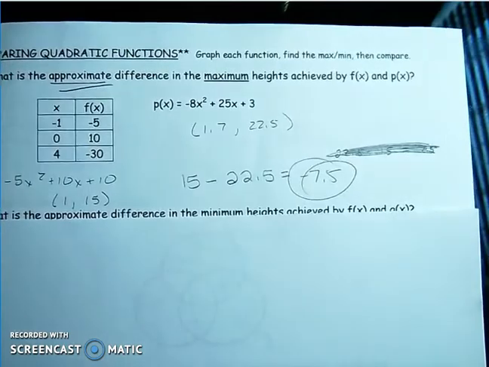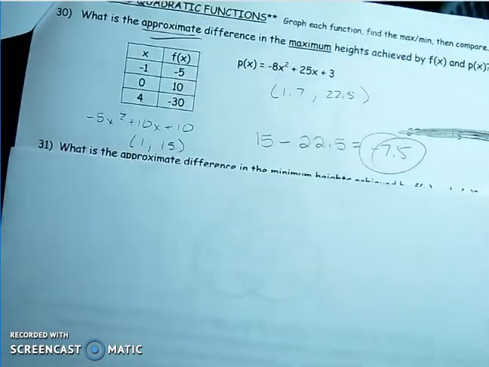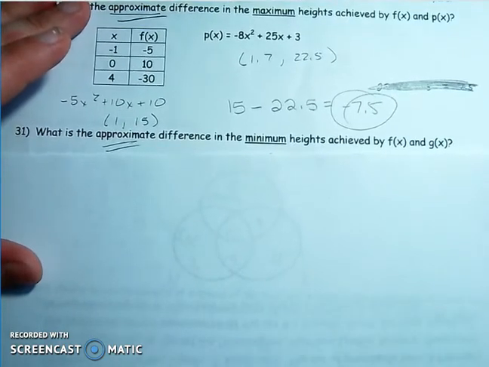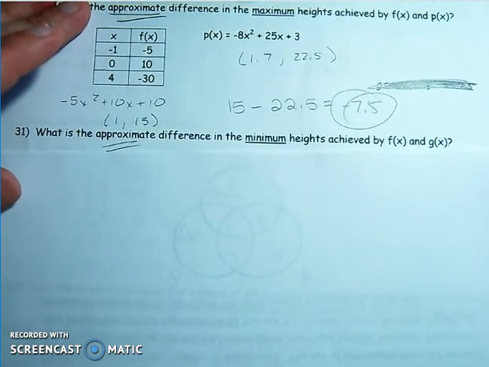Next, try finding the approximate difference between the minimums of f of x and g of x. So pause the video now and try this problem on your own.